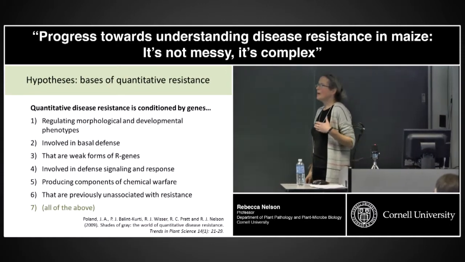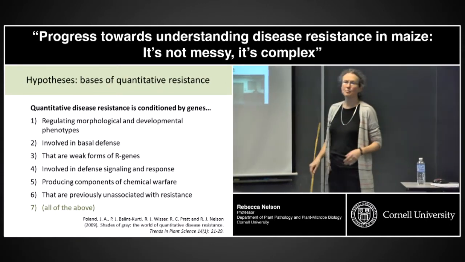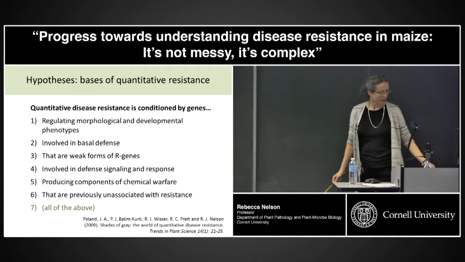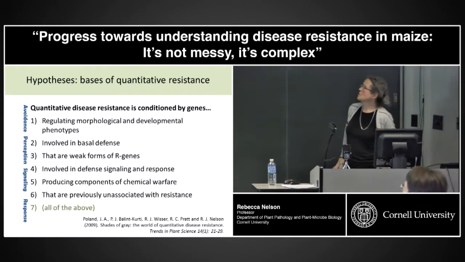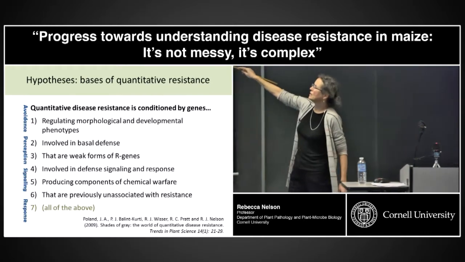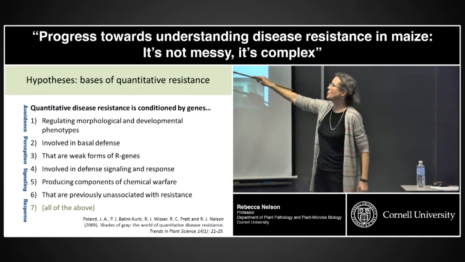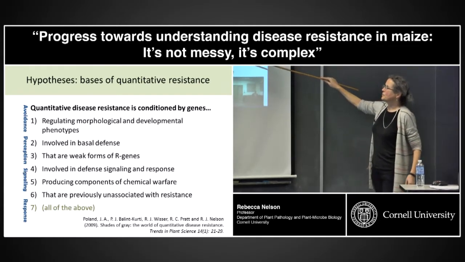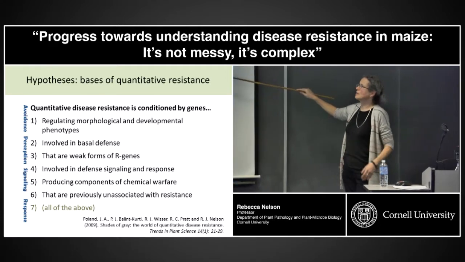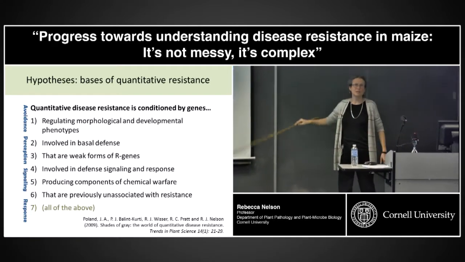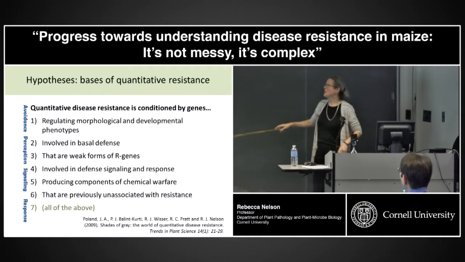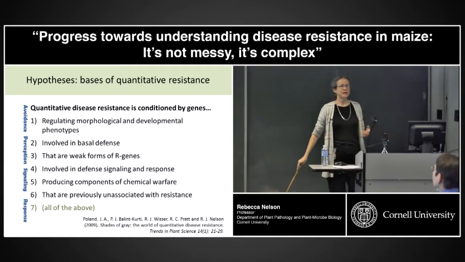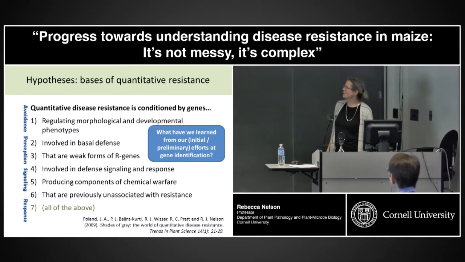And thinking about that, we came up with a few years ago a set of hypotheses about how quantitative resistance might operate. And they range from morphological possibilities involved in avoiding disease, perception, signaling, and response, basal resistance, weak forms of major genes, defense response, chemical warfare, previously unknown traits. So we have a real hypothesis that all of the above, that quantitative resistance involves a diversity of mechanisms, of a diversity of types, and that raises the question.